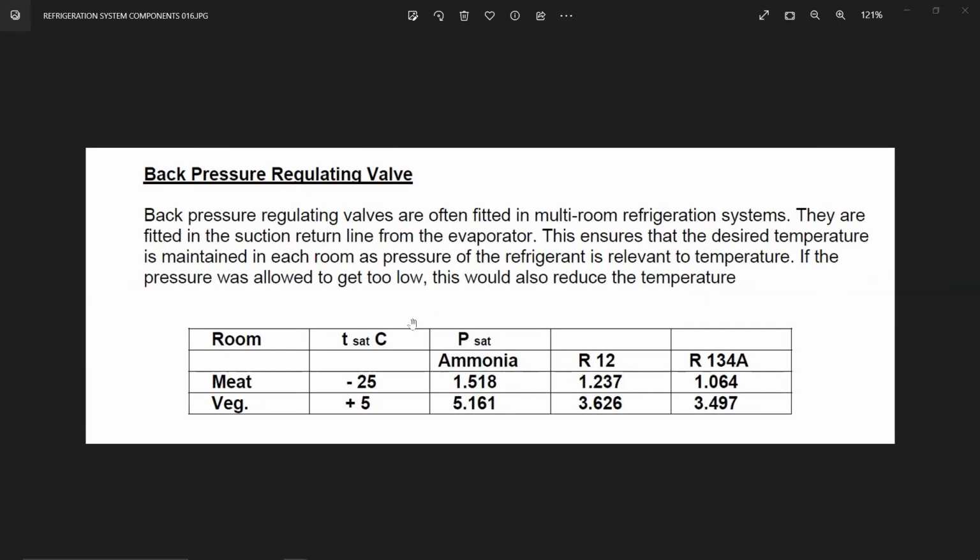Similarly, the meat room has a saturated temperature of -25, so the veg room is +5. Suppose for ammonia, if you're utilizing it, you've got different temperatures, and for R12 and R134a as well. So that is the idea: the veg room should not go below this +5, and for different refrigerants, the saturated pressures should be as per the saturated temperature. Okay, that is the main reason.